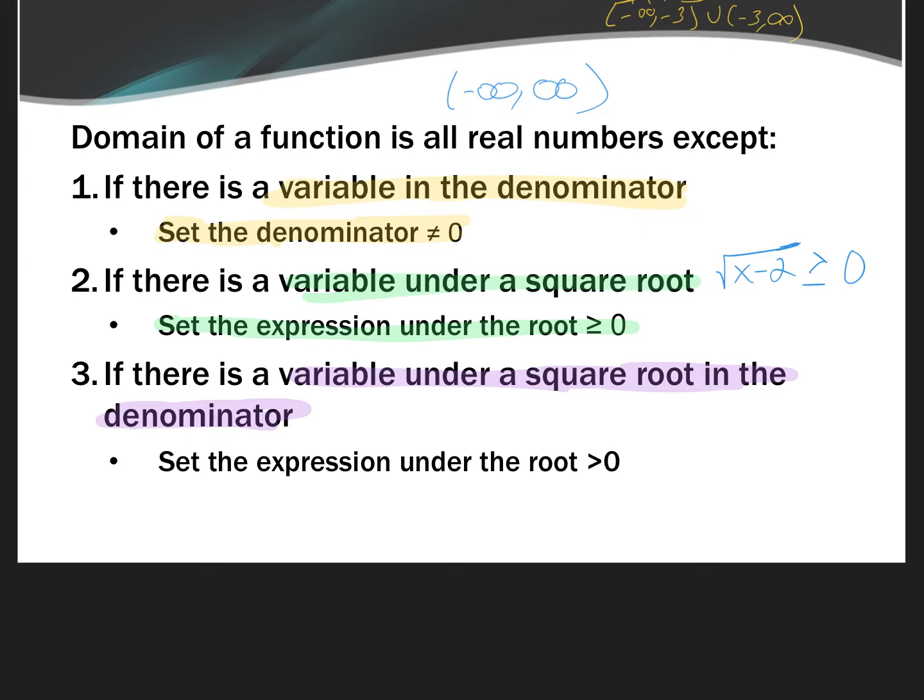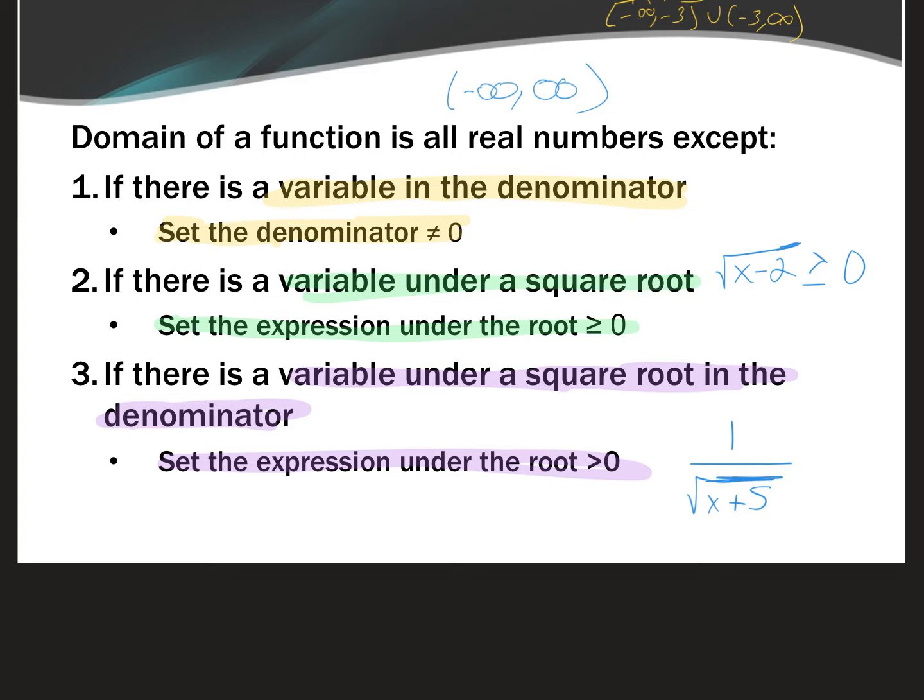Think about what that would look like. All right, we're going to set the expression here greater than 0. Think about what this would look like if I had 1 over the square root of x plus 5.